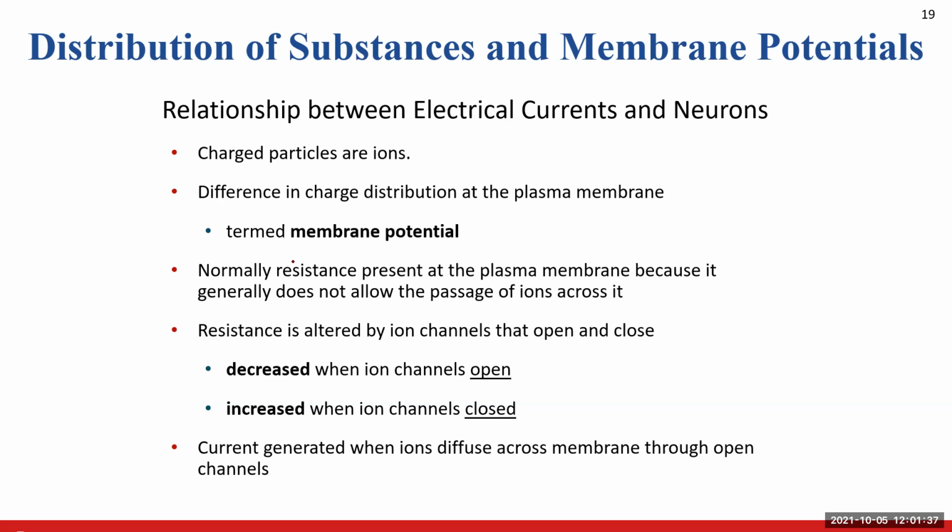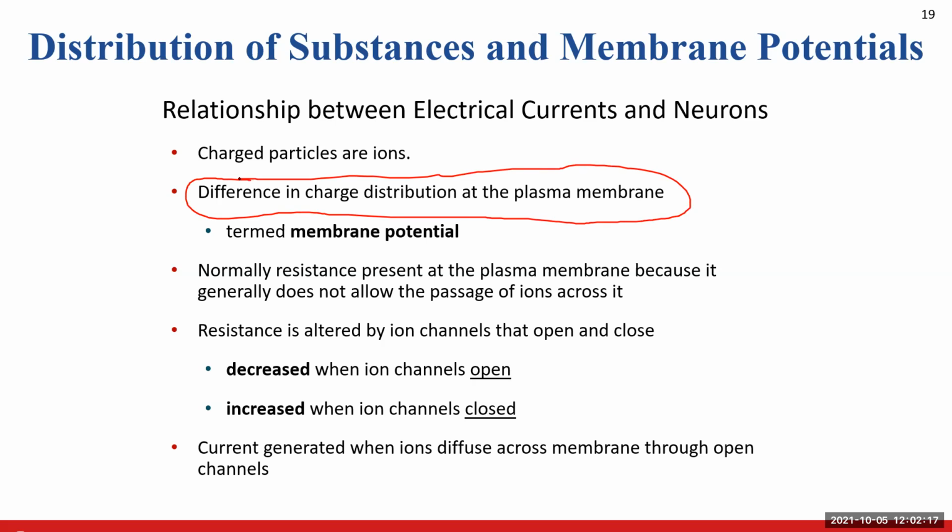So we're going to see how these ions and where they're distributed influence the membrane potential. What's the membrane potential? That's the difference in electrical charge across the plasma membrane. This is important. I would write this down or star it. A difference in charge distribution at the plasma membrane is termed the membrane potential. Let me repeat that. The difference in charge distribution at the plasma membrane is called membrane potential.